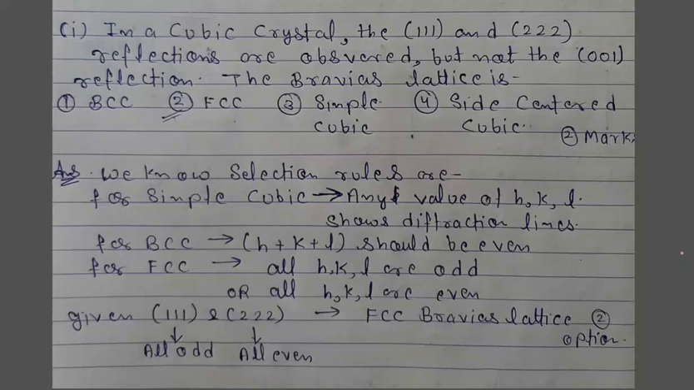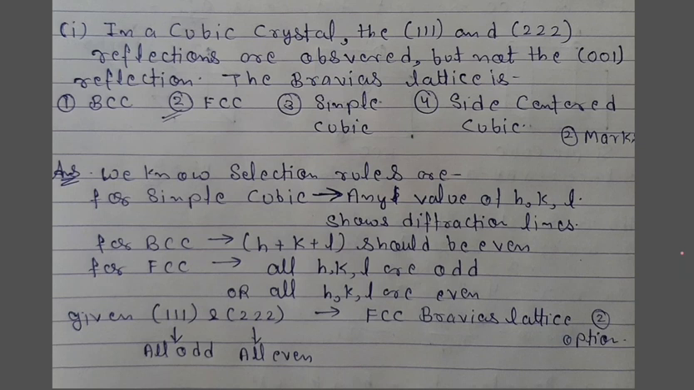In today's video, we will solve the solid state questions which came in the CSIR NET December 2018 and June 2018 exams. Okay friends, let's start. This is our first question, from the December 2018 exam, and it was for 2 marks. The question says: in a cubic crystal, the 111 plane and 222 plane reflections are observed but not the 001 reflection. The Bravais lattice is, the options are BCC, FCC, simple cubic and side-centered cubic.